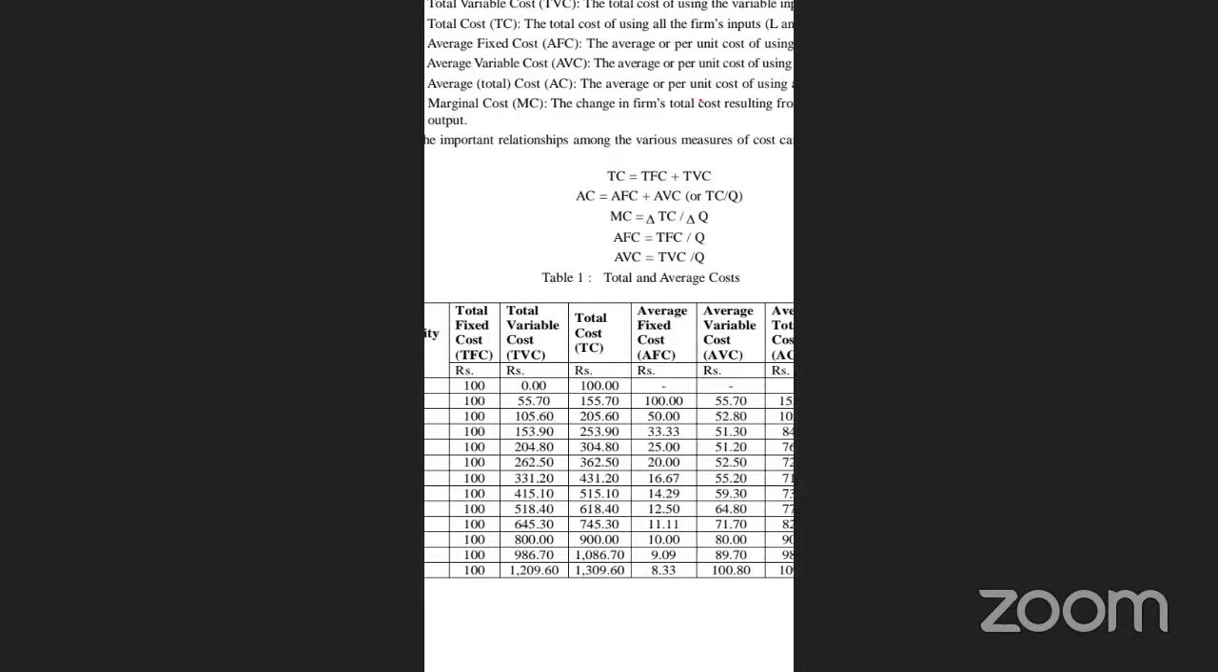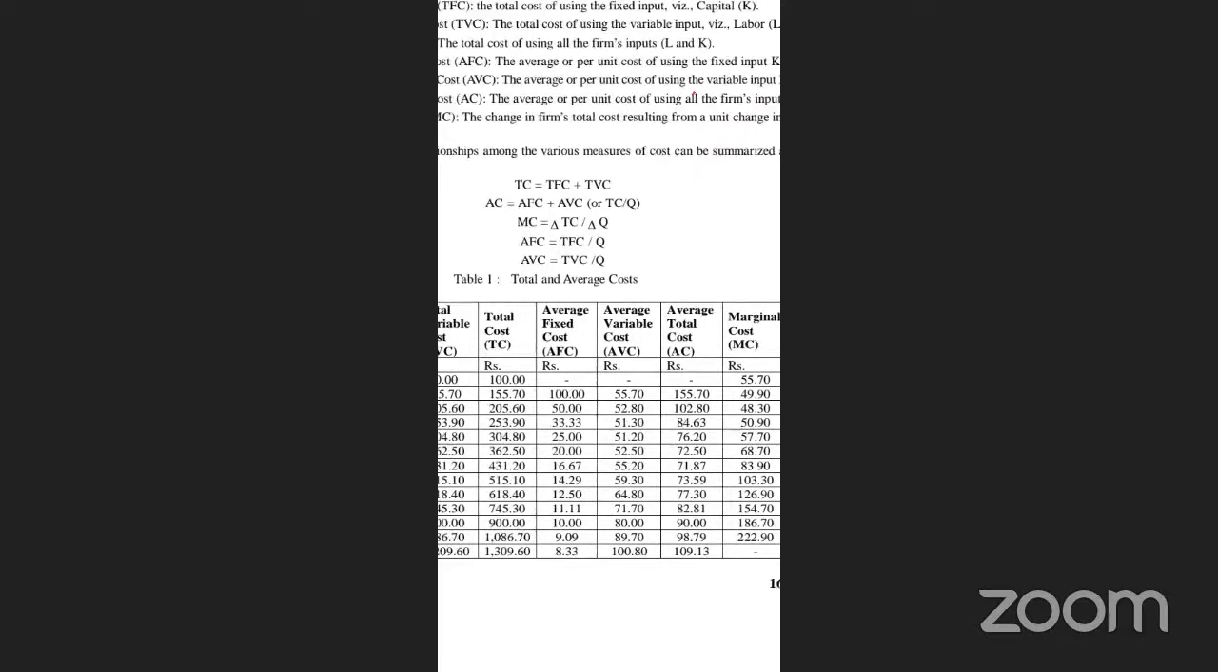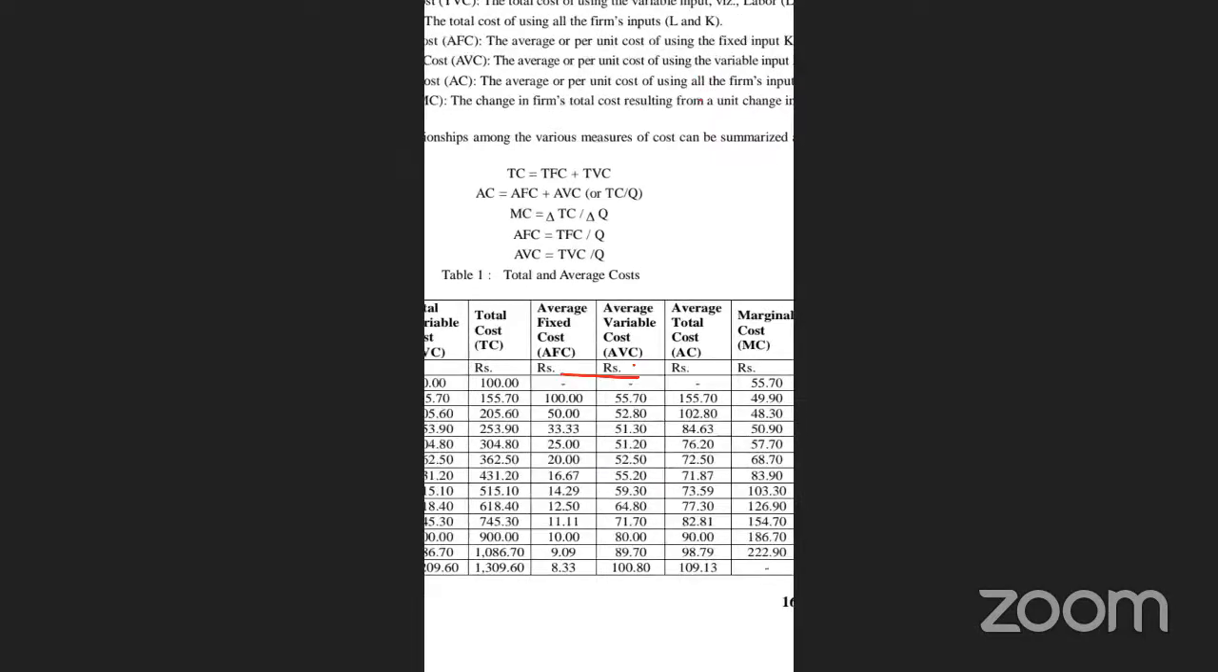Next is average cost, AC. Either you add AFC and AVC, or you divide whatever total cost you have by the quantity in the first column.